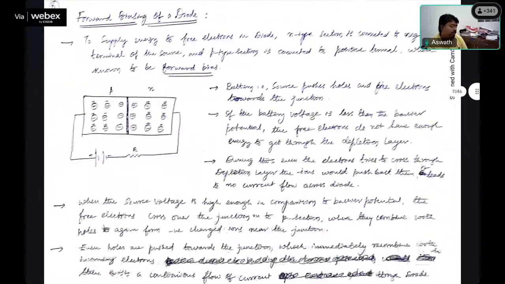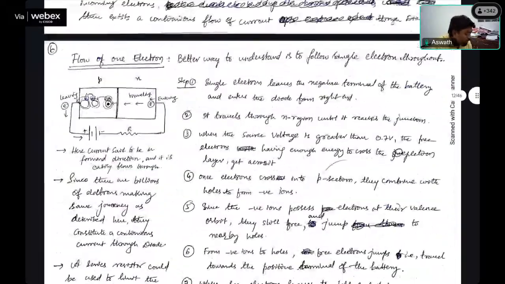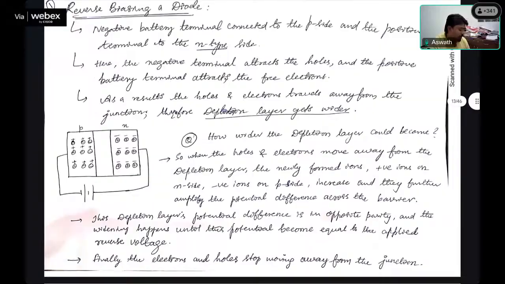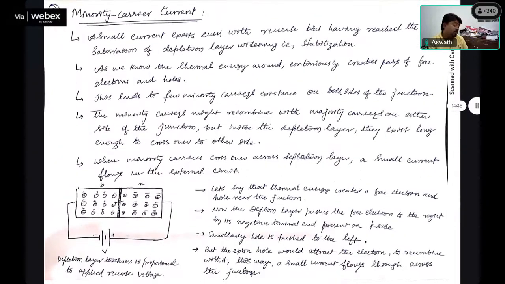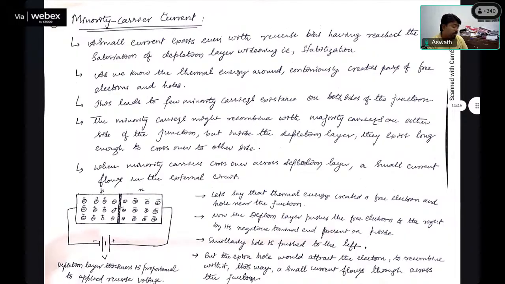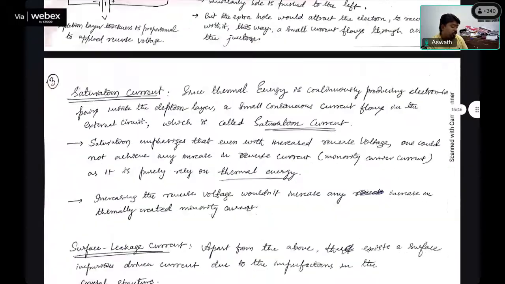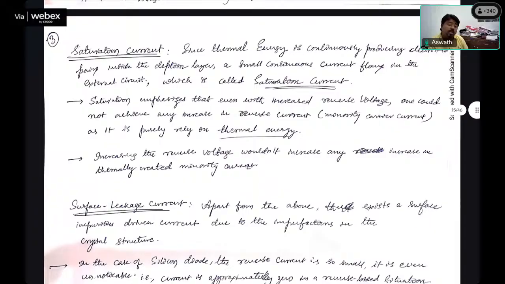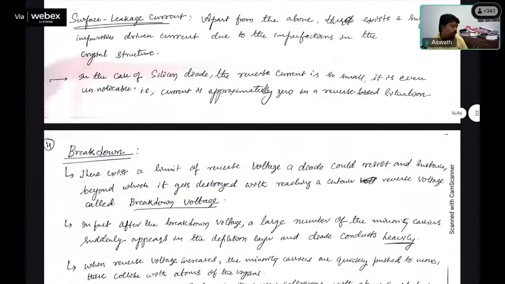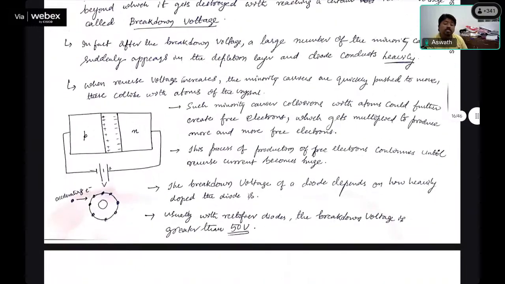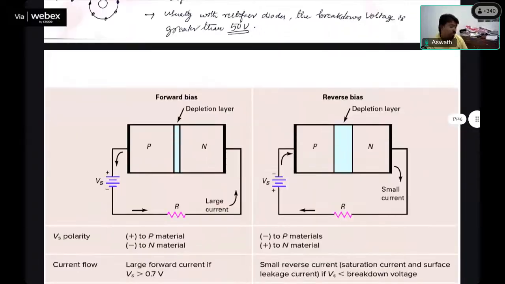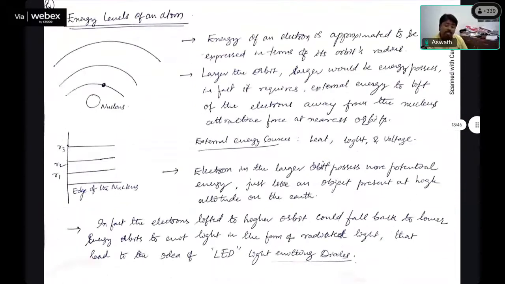Why do diodes behave like this in forward bias? Why does a diode behave differently in reverse bias? So what are the main workhorses of a diode? That is minority and majority carriers. In the case of reverse bias, there is a saturation current. After that saturation current, breakdown happens in the diode, meaning the diode just burnt off. Those things are all discussed.